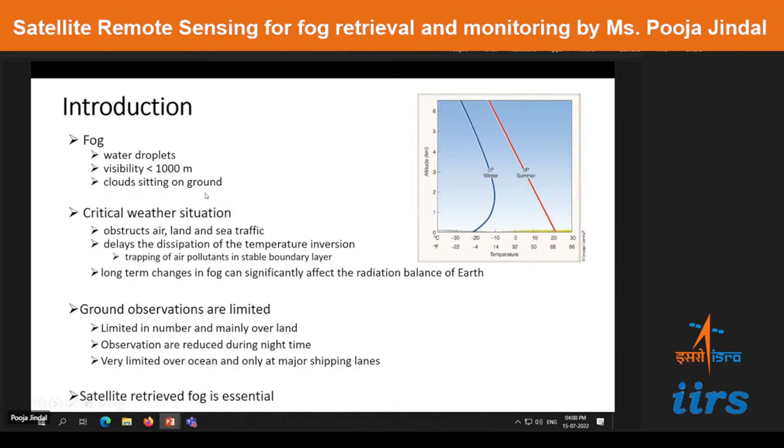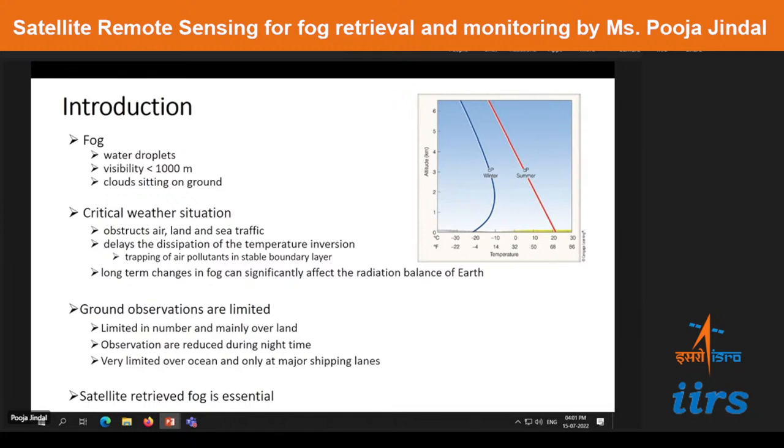Now, starting with the basic definition of the fog, fog is simply defined as a visible aggregate of water droplets which are suspended in the air and which reduce the visibility. And as per internationally accepted definition, when the visibility reduces to less than 1 kilometer, the situation is called a foggy situation. And the fog is also defined as a cloud sitting on the ground, because the fog is very similar to the clouds. The only difference is clouds are at some altitude. However, fog base is on the ground. So this is the only difference.